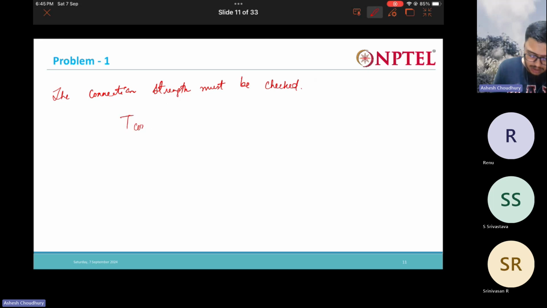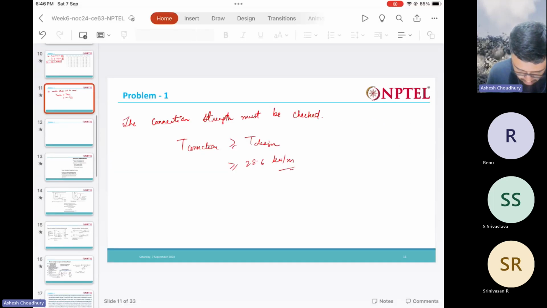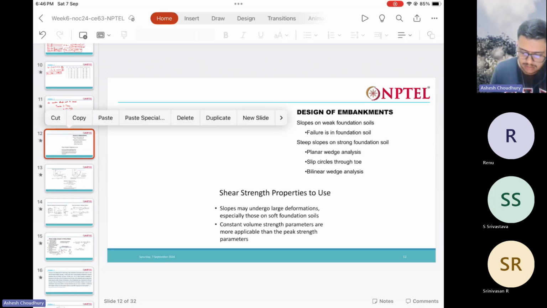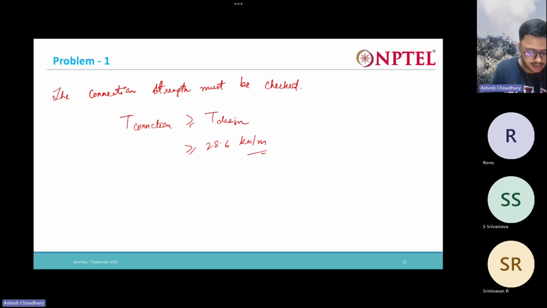The T connection should be greater than or equal to the T design, that is it should be greater than or equal to 28.6. So this you must ensure. All right, so this you must ensure. Okay, so this is how we designed.